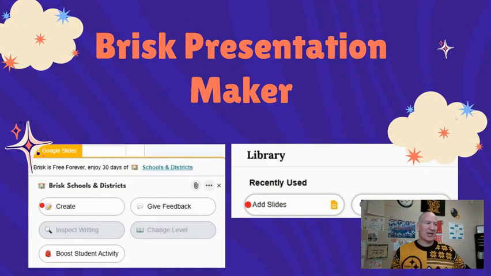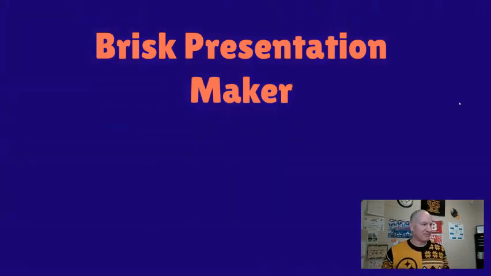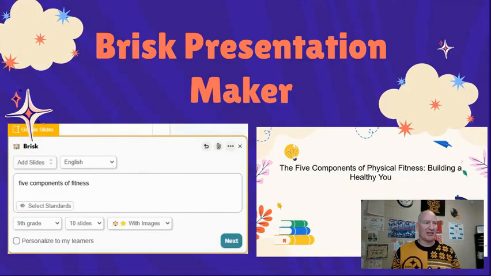So the presentation maker, simply, you can start with a very basic prompt, pick your grade level, pick your standards if your standards are in there, and Brisk will make a slideshow for you based on what you tell it. The premium version included graphics, and this is one that I made simply asking it the 5 components of fitness. And I had a couple of health and phys ed teachers review this, and they said that content was pretty good.